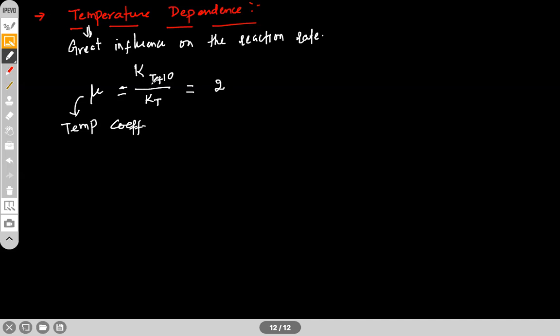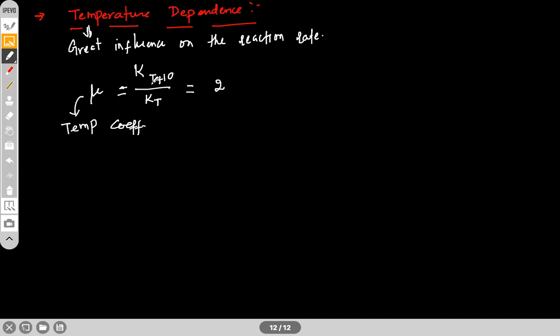at every 10-degree rise in temperature. This has been observed. It means if you find K at 80 degrees Celsius and K at 70 degrees Celsius, that ratio is found to be 2, almost double. This is observed experimentally. In some books it is written 2 or 3, but you should know that it is almost double.